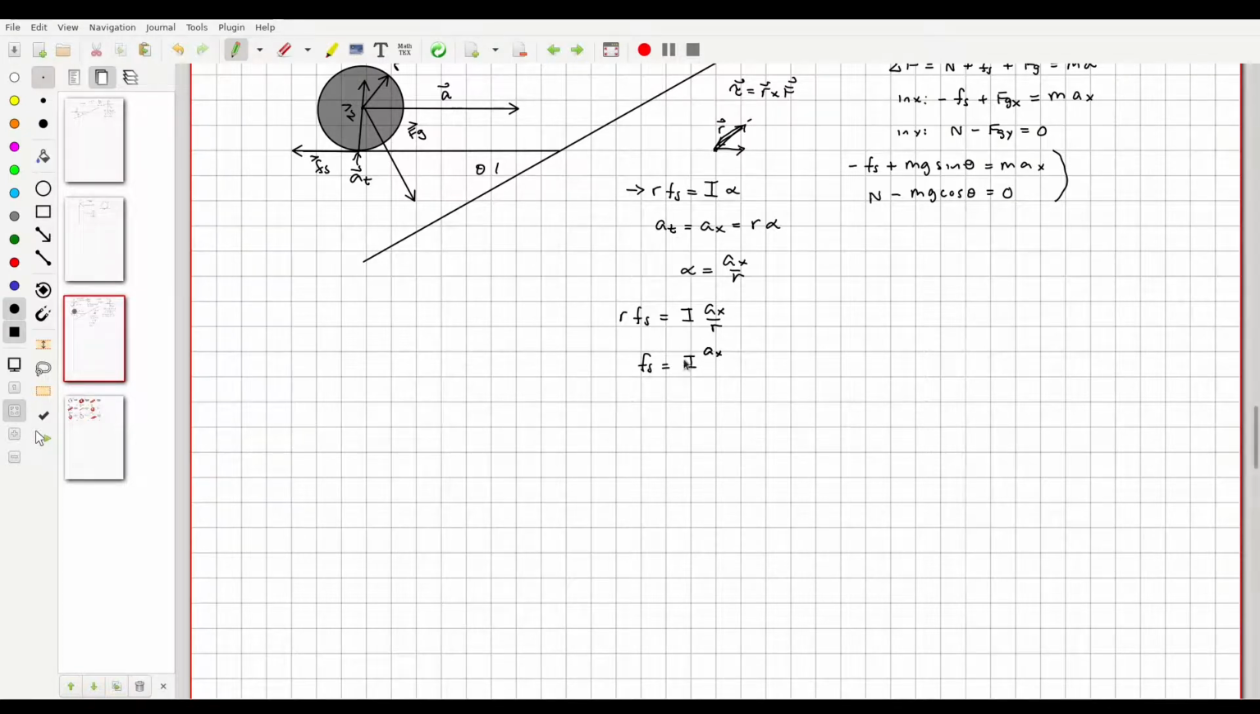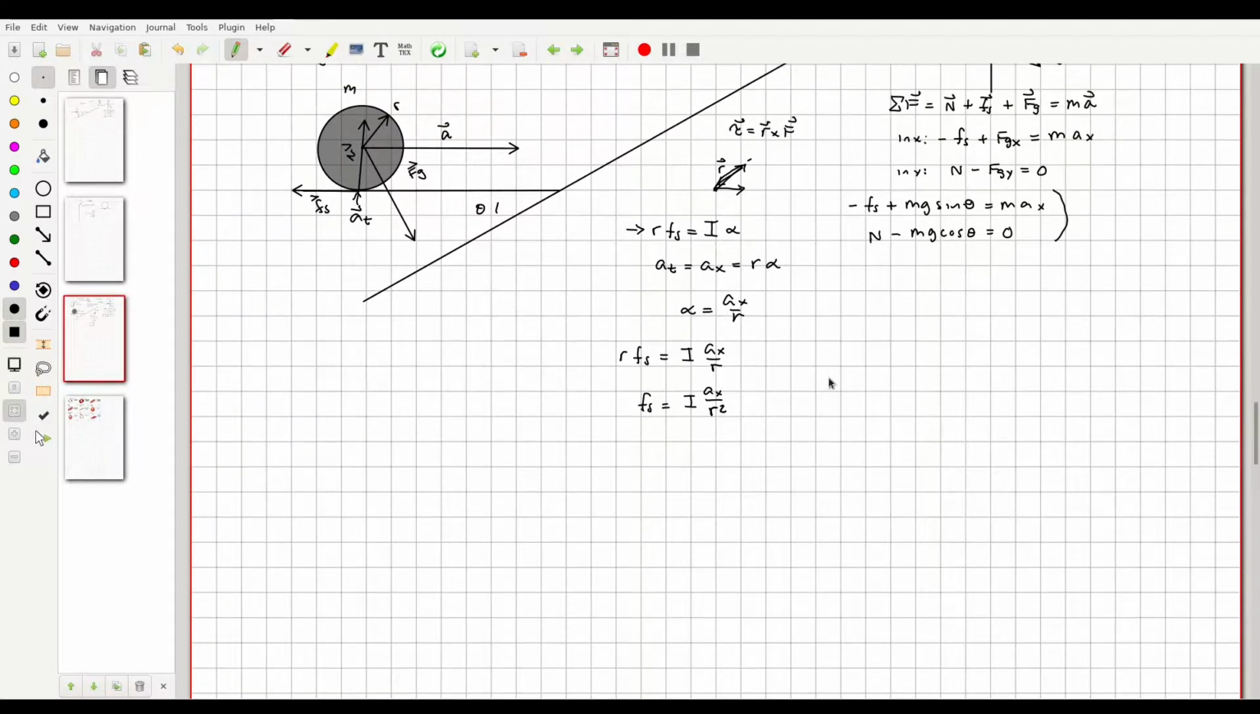If I solve for F sub s, it's I a sub x over r squared, because I move this over here and it goes into the bottom. So now I have a form of this frictional force right here, which means that I can rewrite this the following way. Minus I a sub x over r squared plus mg sine of theta is equal to m times a sub x.